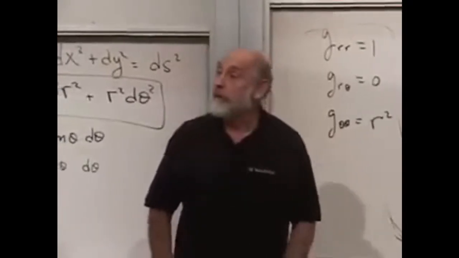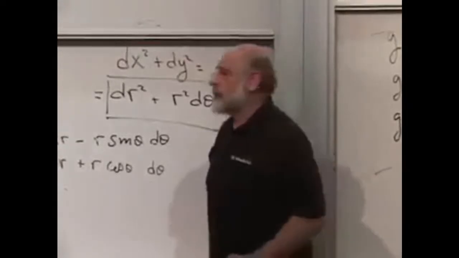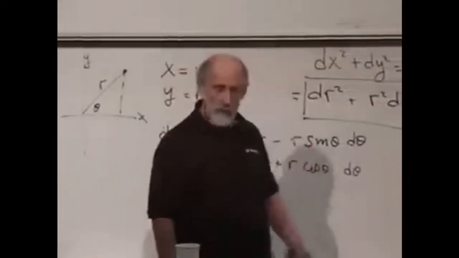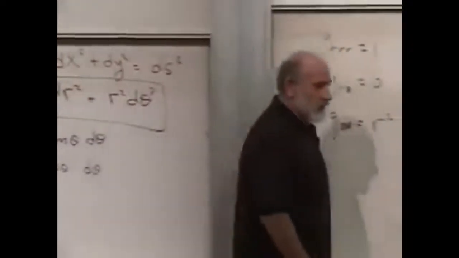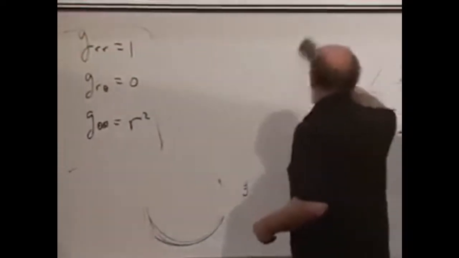Does the off diagonal term being 0 tell you anything about the space? It doesn't tell you anything about the space in this case. It tells you something about the choice of coordinates. Good, I meant to come to that right now. Let me tell you exactly what it tells you.